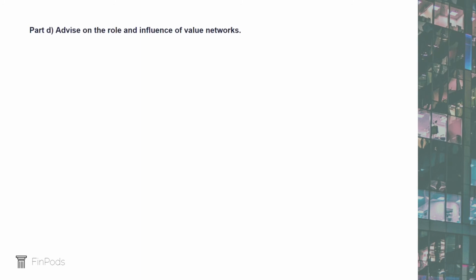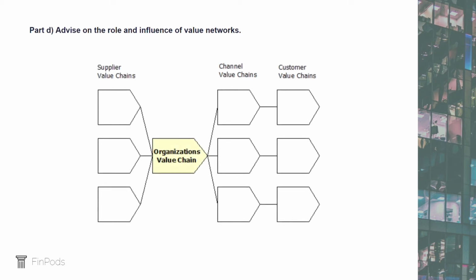Part D. Advise on the role and influence of value networks. As well as managing its own value chain, a firm can secure competitive advantage by managing the relationships with the value chains of its suppliers and customers. An organisation's value chain is not bound by an organisation's borders. It is connected to a value network.